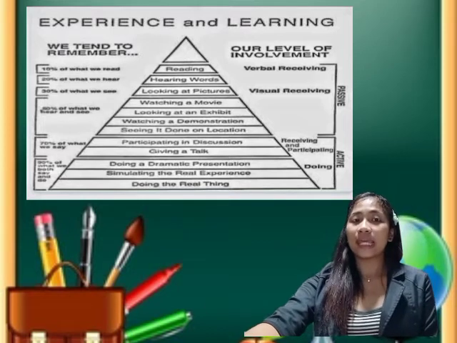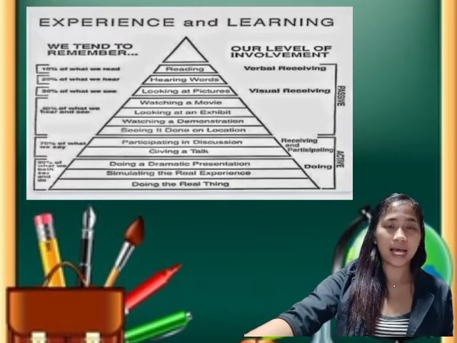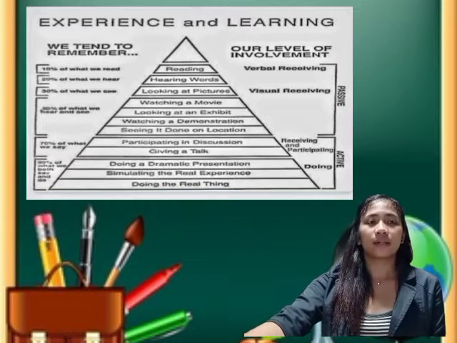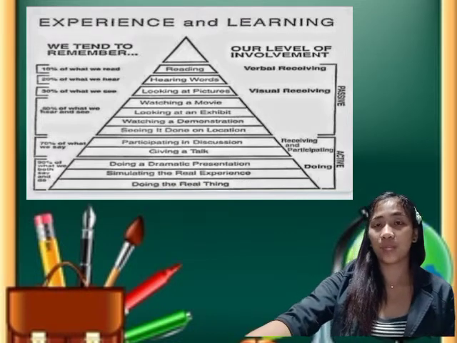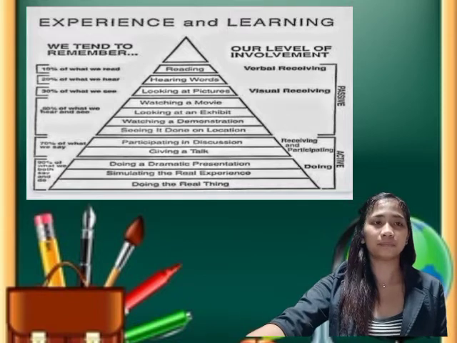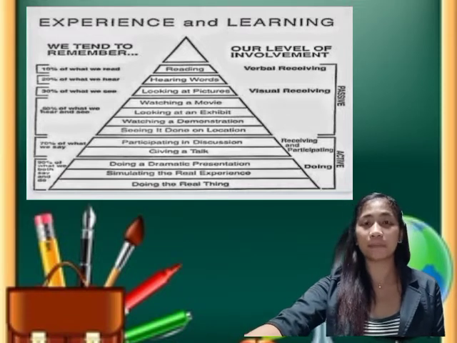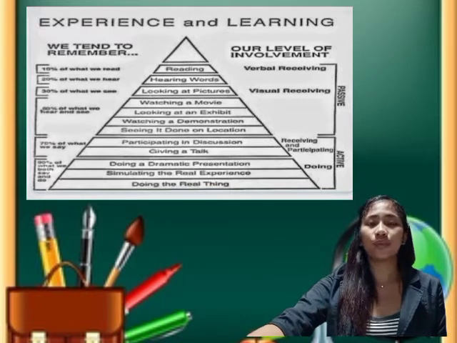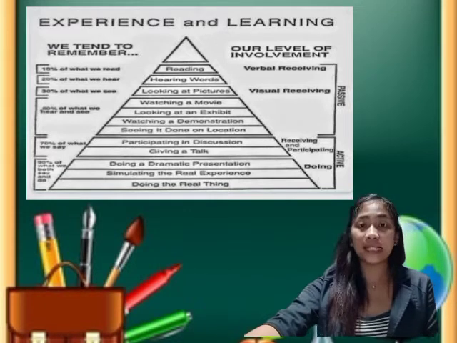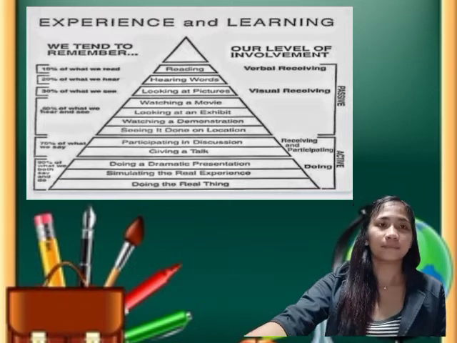While in hearing words, it is auditory. It is believed that after 2 weeks, 20% of what we hear will be remembered. Next, looking at pictures. This is a visual. After 2 weeks, we tend to remember 30% of what we see.